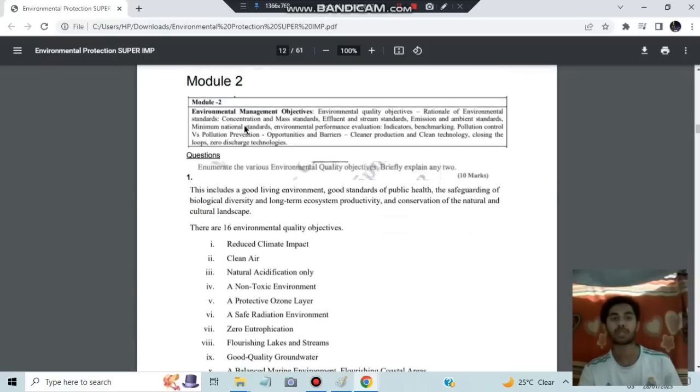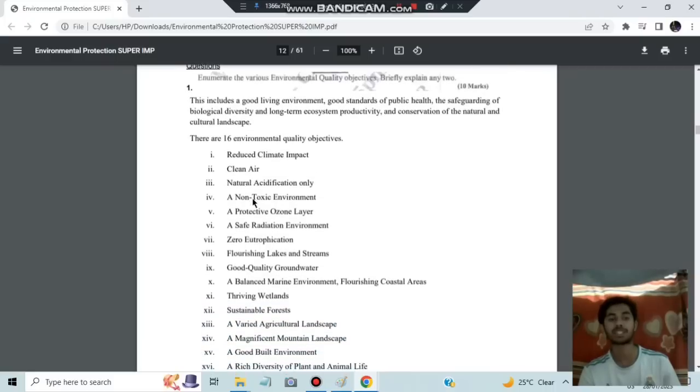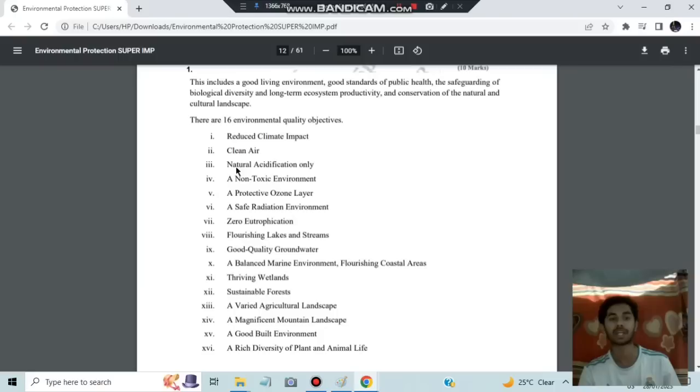Coming to module 2, we have one chapter, which is environmental management objectives. Basically we'll be seeing how to manage the environment and its components. The first super important question: enumerate the various environmental quality objectives and briefly explain two. There are 16, very simple: reduced climate impact, clean air, natural acidification only, a non-toxic environment, a protective ozone layer, a safe radiation environment, zero eutrophication, flourishing lakes and streams, good-quality groundwater, a balanced marine environment, thriving wetlands, sustainable forests, a varied agricultural landscape, a magnificent mountain landscape, a good built environment, and a rich diversity of plant and animal life.